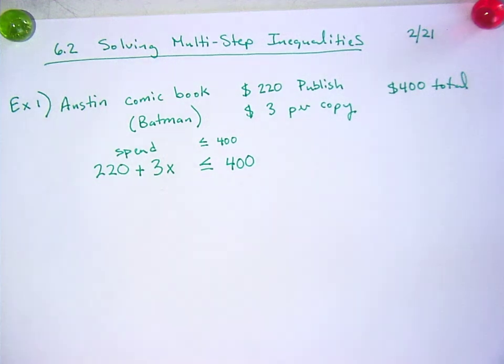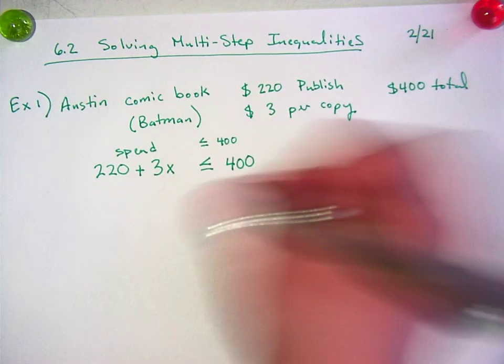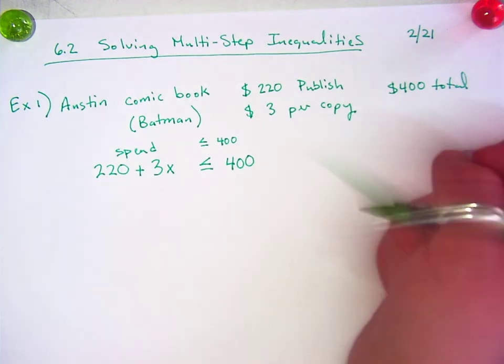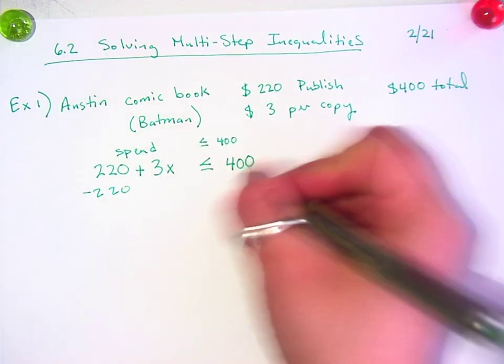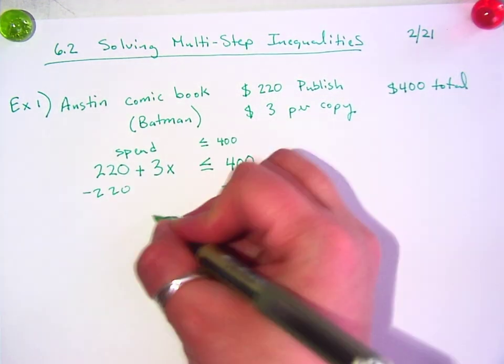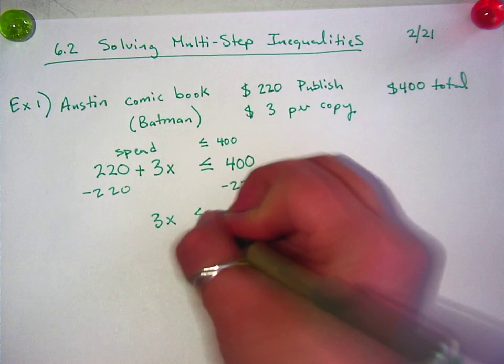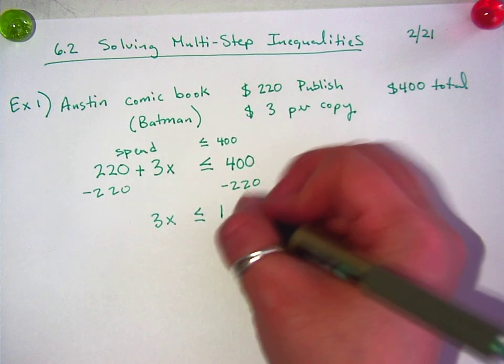All right. So now if we solve for x, what will we find? How many comic books he can make within his budget. All right, so let's try that. So what should we do first to solve this? Subtract 220 on both sides. You need a calculator if you don't already have one. Go get one if you don't have one.